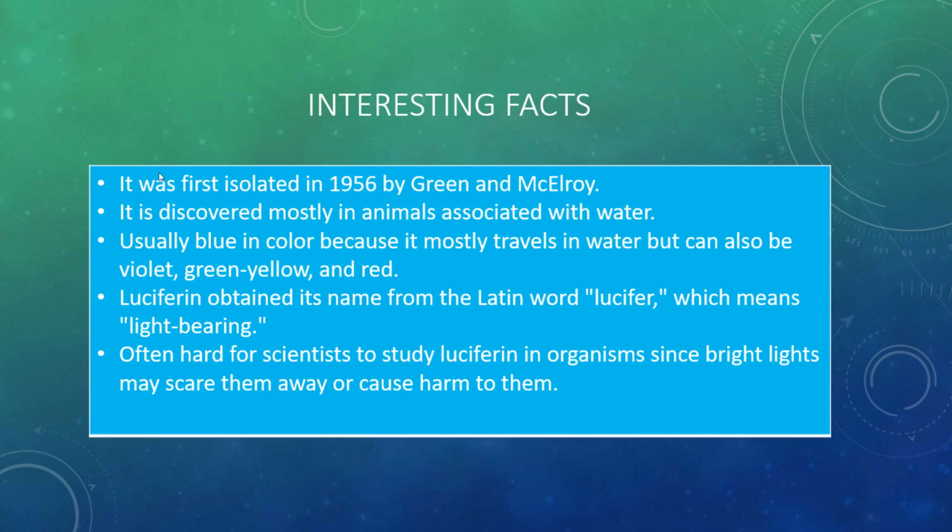Interesting facts. Luciferin was first isolated in 1956 by Green and McElroy. It is discovered mostly in animals associated with water. It is usually blue in color because it mostly travels in water, but can also be violet, green-yellow, and red. Luciferin obtained its name from the Latin word lucifer, which means light-bearing.